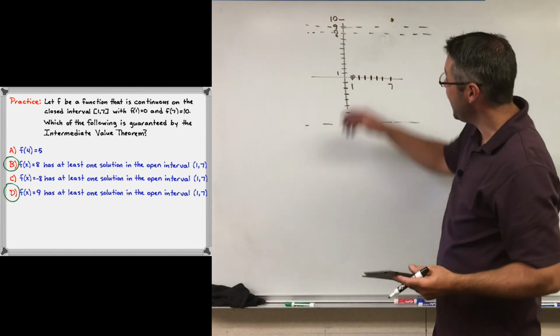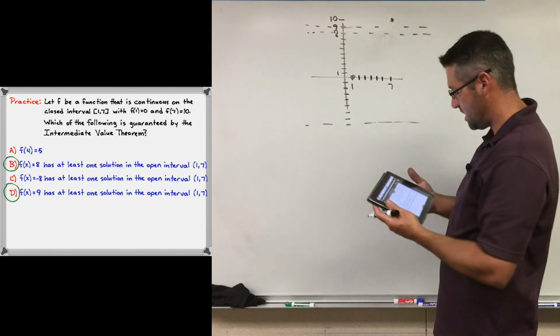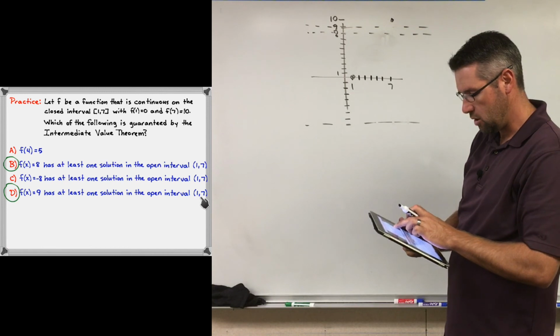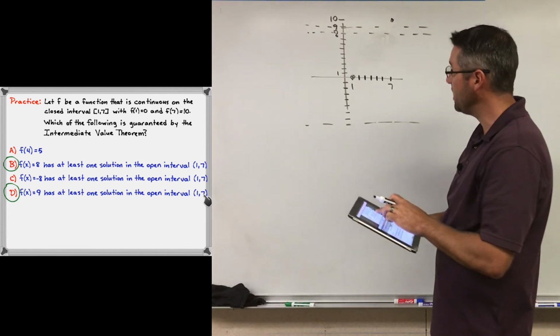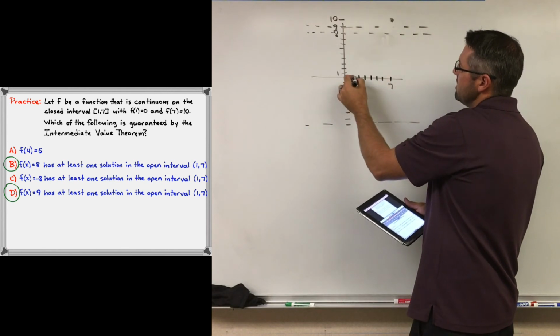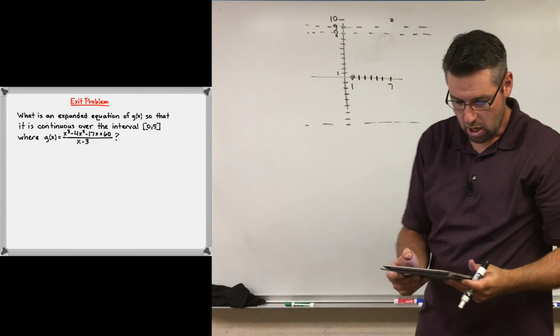If I were to put 10 instead of 9, then the answer would be no, it doesn't have to be over the open interval here. So right here, it's the open interval 1 to 7. So 10 does get obtained, but it doesn't mean that 10 is going to be another answer between 1 and 7. All right, last problem here.